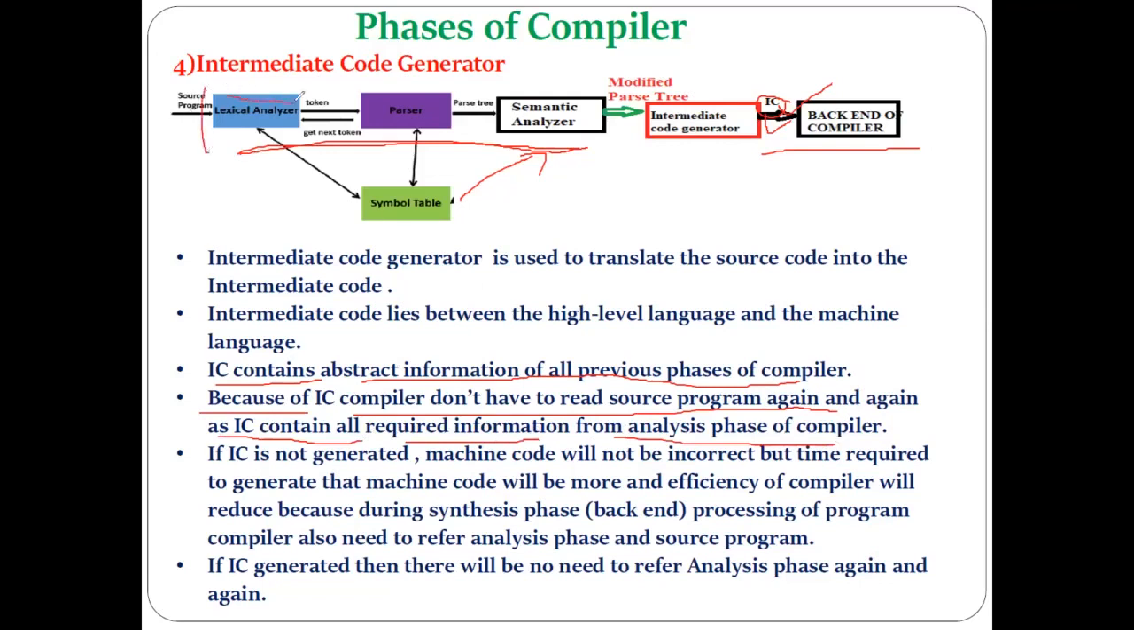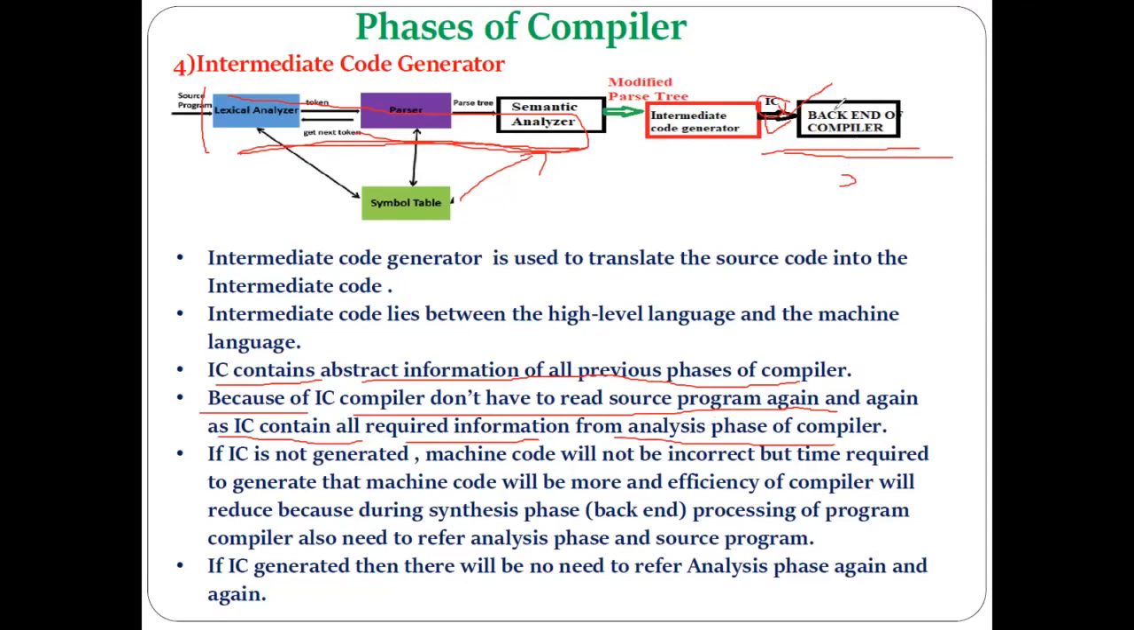So these three phases we refer to as the analysis phase, and the remaining phases are considered the synthesis phase, meaning code optimization and final code generation. When the compiler is doing code optimization and final code generation, it doesn't have to read the source code again and again, or refer to these three phases again and again. The reason is that the abstract information, a summary of all the processing of these three phases, is contained in the intermediate code. Because of intermediate code, the compiler doesn't have to read the source program again and again, as the intermediate code contains all the required information from the analysis phase.